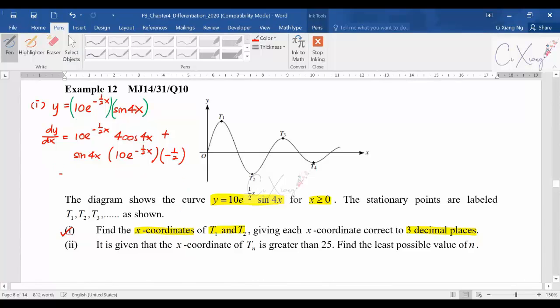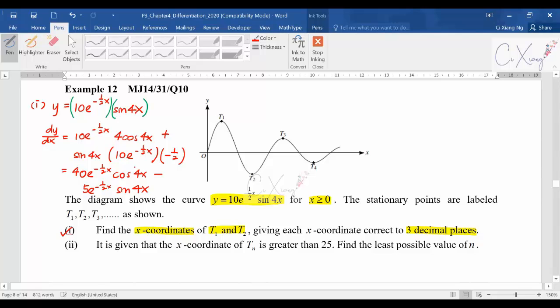If you simplify from here, you should be able to get the answer, which is 40 e negative half x cos 4x minus 5e negative half x sine 4x. So this is your dy dx.